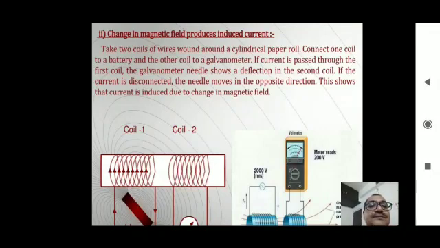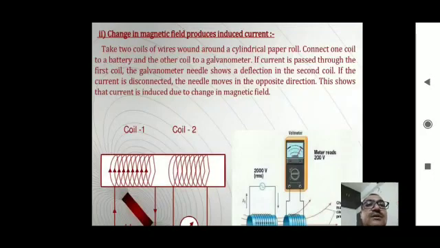When we switch on the battery of coil 1, coil 2 is not connected with coil 1, or if they are connected, an insulator should be used. Then we can see that when we switch on, at that time the galvanometer needle deflects. So this is the second activity, change in magnetic field produces the induced current. It means that when we switch on coil 1, induced current can be generated in coil 2.